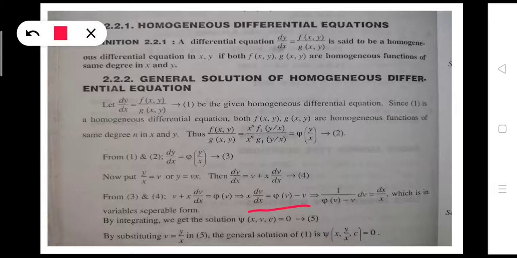Now by using the variable separable method, we integrate each term. By integrating, we get the solution psi of x comma v comma c is equal to 0. We call this equation 5. By substituting v is equal to y by x in equation 5, we get the general solution of 1, that is psi of x comma y by x comma c is equal to 0 only. Now continue to the next slide.